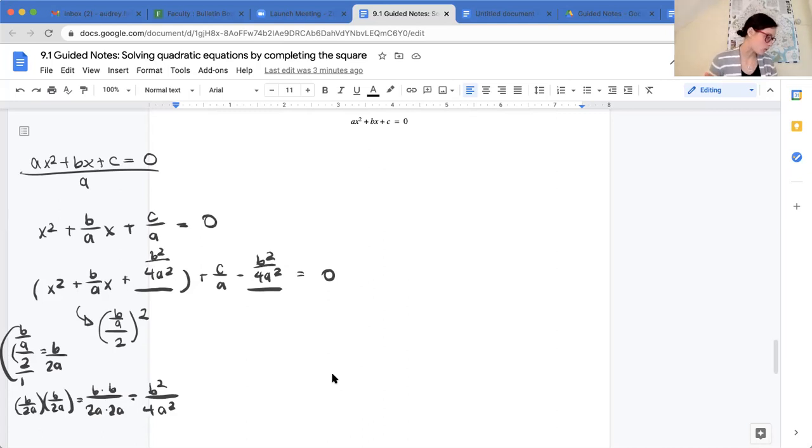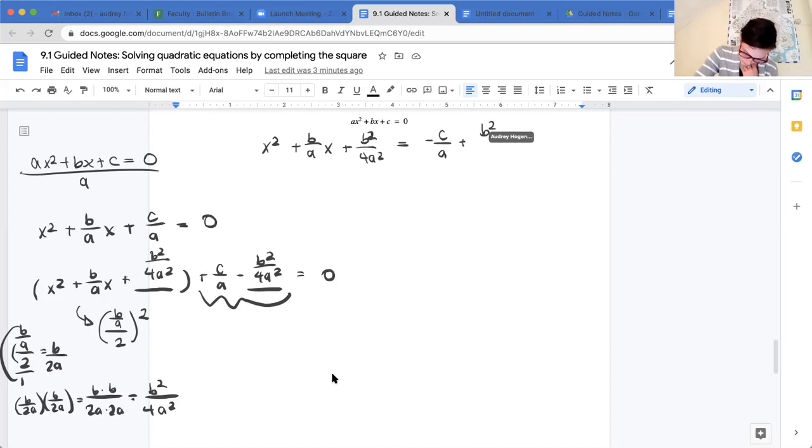Okay, so now I'm going to move this extra stuff to the other side so that I can focus on factoring that weird trinomial that I now have, which is x squared plus b over a x plus b squared over 4a squared. And I'm going to need to factor that. And that's going to be equal to negative c over a plus b squared over 4a squared, right? So I took what I had left outside of my parentheses and I moved that to the other side of the equation.